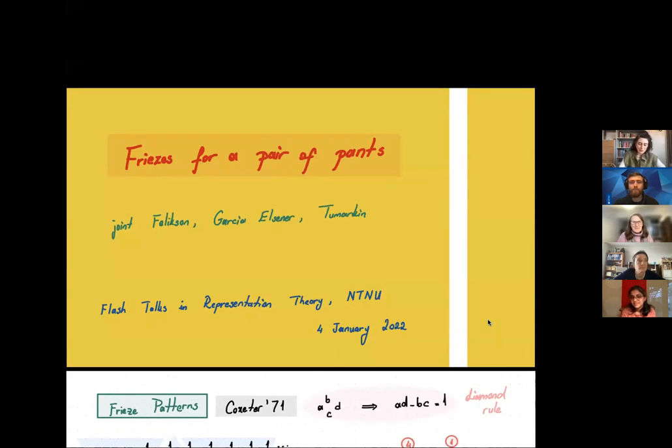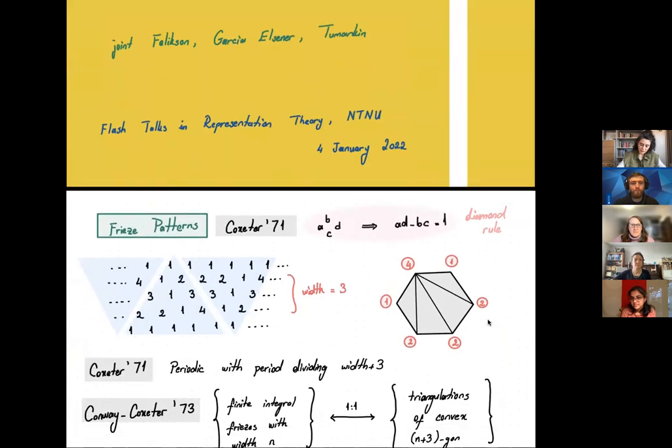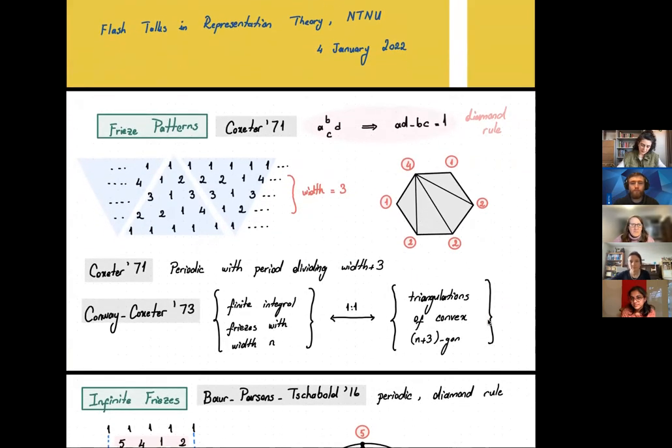Okay, so I'm going to report on joint work with Anna Felikson, Anna Garcia Elsener, and Pavel Tumarkin. These are Frieze patterns associated to some surfaces known as the pair of pants. So I'll recall first the Frieze patterns introduced by Coxeter in the 1970s, and they are infinite arrays of numbers.